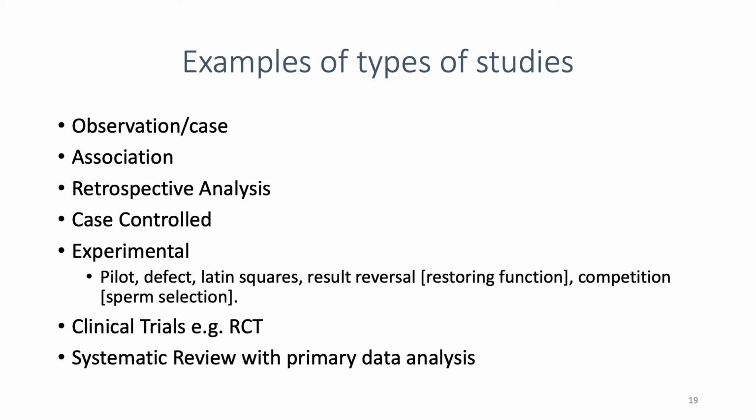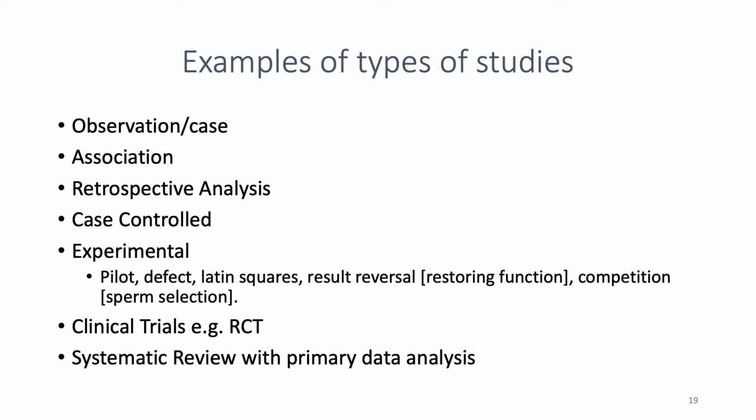So let's have a look at some examples of types of studies, and let's look at some reproductive biology in those. Well, of course, there is a case-controlled study, an observational study, depending on how you want to define it. There are advantages and disadvantages to all these types of studies.